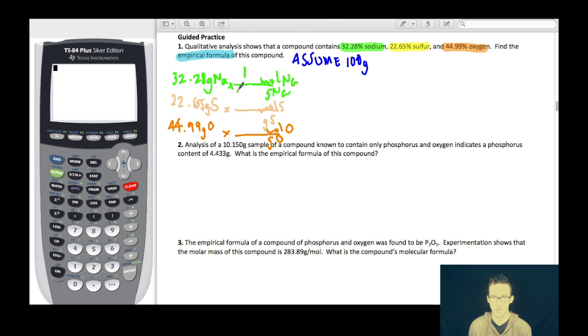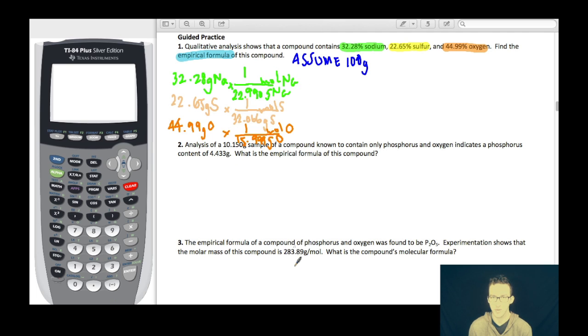1 mole of sodium is 22.990 grams. 1 mole of sulfur is 32.066 grams, and 1 mole of oxygen is 15.999 grams. Again, all of those values coming from the molar masses on the periodic table.